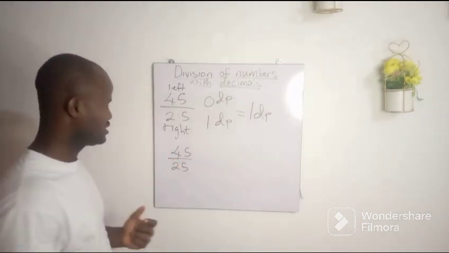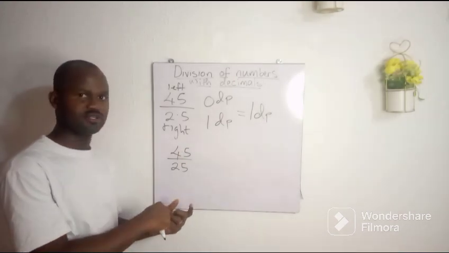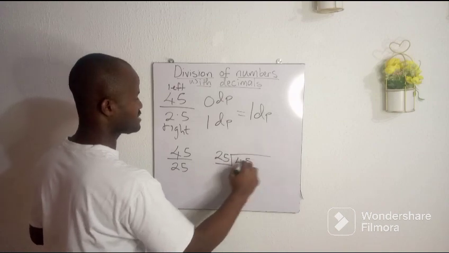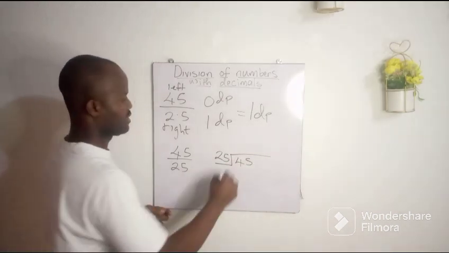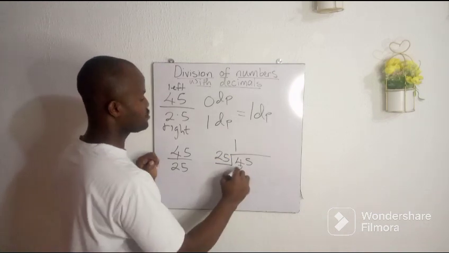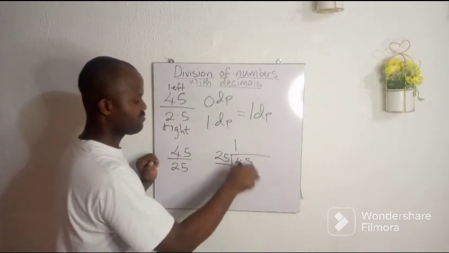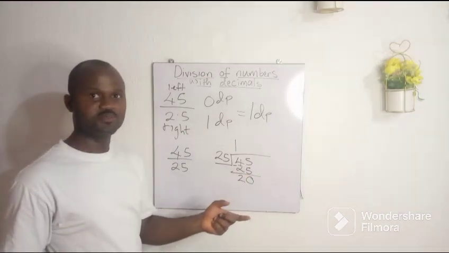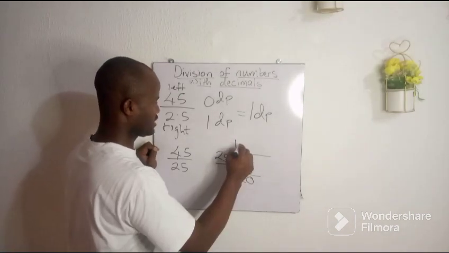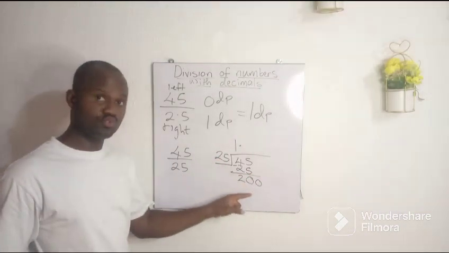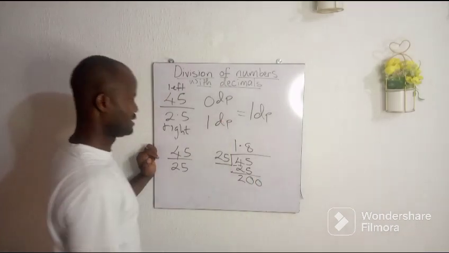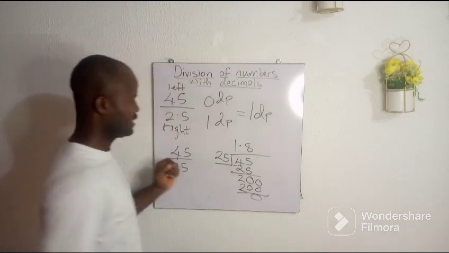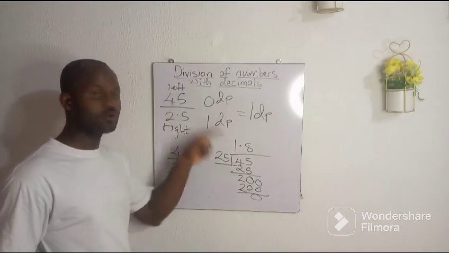We're going to use long division to do this, and it becomes easier because there are no decimals here. So you have 25 outside, 45 inside. 25 into 45 goes once. We put our 1 here. 1 times 25 gives you 25. So 45 minus 25, that is 20. 25 into 20 is not possible, so we put a point here, we add a 0. 25 into 200 gives you 8. So 8 times 25 is still going to be 200. So it means that 25 goes into 45 1.8 times.